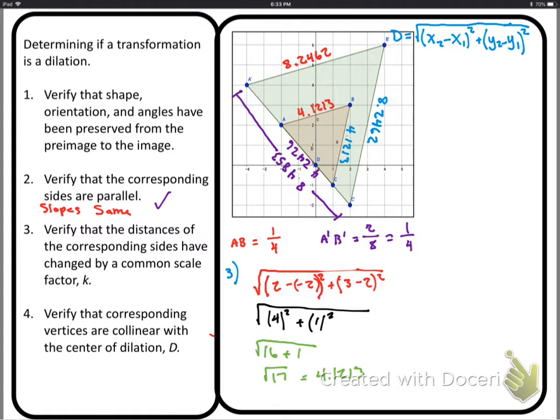Now we can find our scale factor, and we find our scale factor by determining how much bigger this image got. We started out with triangle ABC, and we got to this triangle here. So how much bigger did it get? What we're going to do is take the big sides for the bigger triangle. Let's say I want to do the red side first. I'm going to do 8.2462 and divide it by 4.1213.